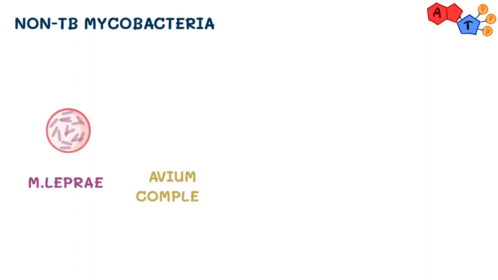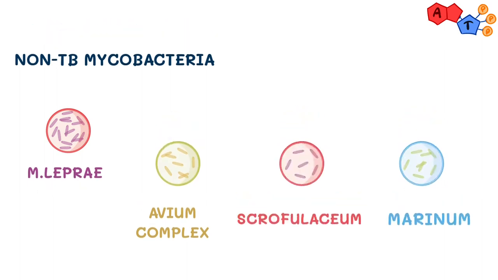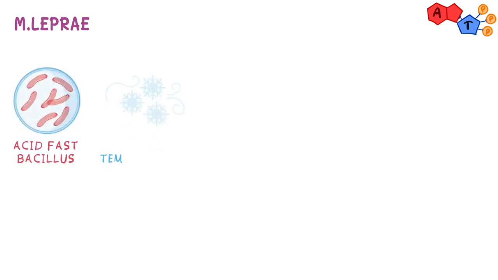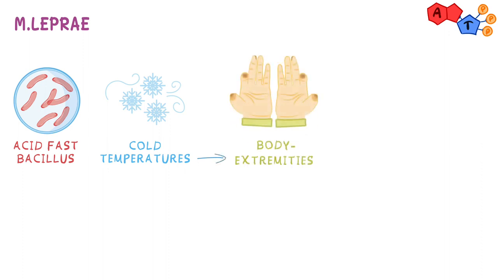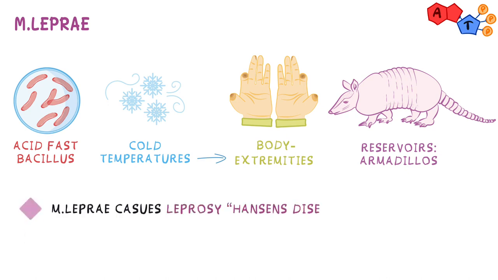Okay, now on to today's topic, non-tuberculosis Mycobacterium species. This video will mainly focus on Mycobacterium leprae, avium complex, scrofulaceum, and marinum. Mycobacterium leprae is an acid-fast bacillus that likes cold temperatures. That explains its predilection for extremities of the body. Armadillos are a major reservoir for it. It causes leprosy, which is also commonly known as Hansen's disease.